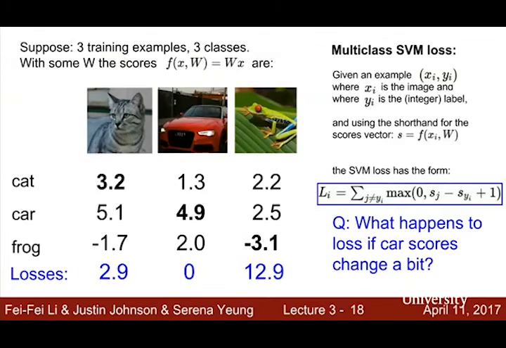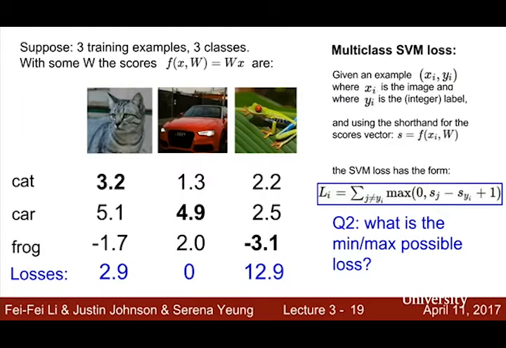So the first question is, what's going to happen to the loss if we change the scores of the car image just a little bit? Yeah, so the answer is that if we jiggle the scores for this car image a little bit, the loss will not change. So the SVM loss, remember, the only thing it cares about is getting the correct score to be greater than 1 more than the incorrect scores. But in this case, the car score is already quite a bit larger than the others. So if the scores for this example change just a little bit, this margin of 1 will still be retained, and the loss will not change. We'll still get 0 loss.